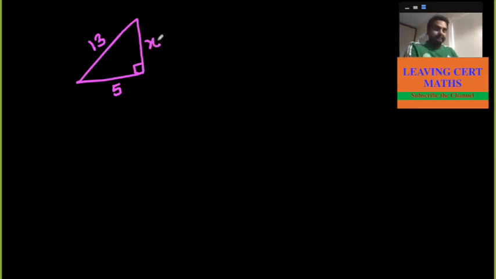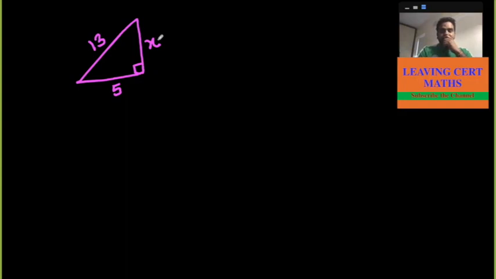Now find x. So the formula is c squared equals a squared plus b squared, where c is your hypotenuse. Okay, so 13 squared equals 5 squared plus x squared. And 13 squared is 169, which equals 5 squared, which is 25, plus x squared, but you need to shift it over.